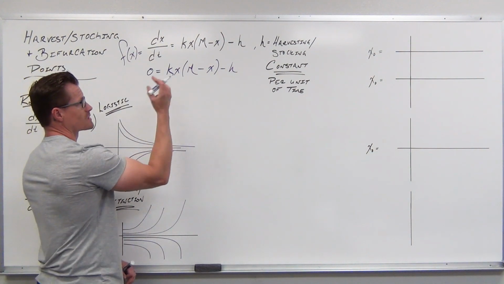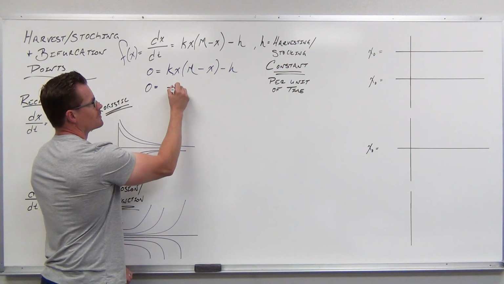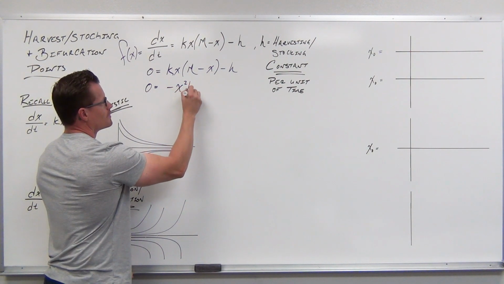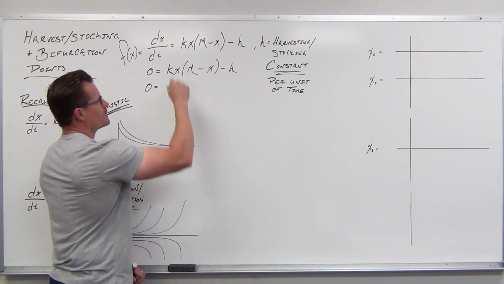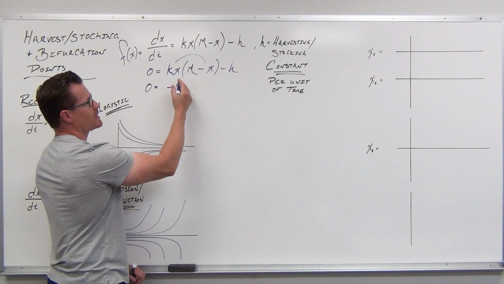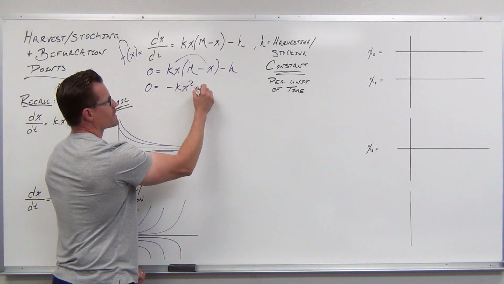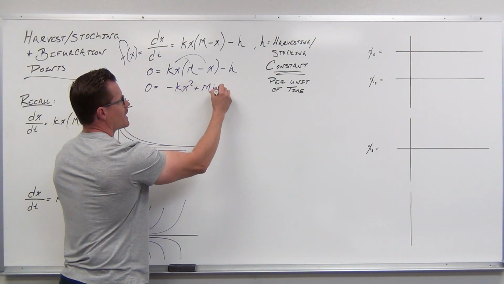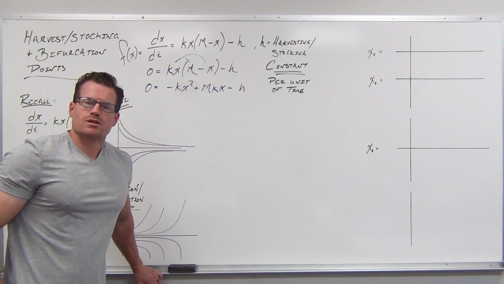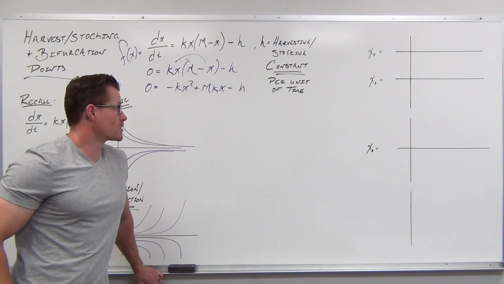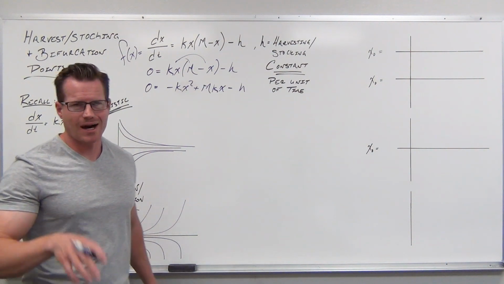So when we set this equal to 0 and say, I'm going to solve this for x, well, we might want to distribute. Yeah, you might write that differently. So if we distribute here, I'm going to go there first. So negative kx squared plus mkx minus h. Don't distribute to there. It gives us a quadratic equation in terms of x. And that's something that we can solve. So finding critical points here is not as easy as logistic.